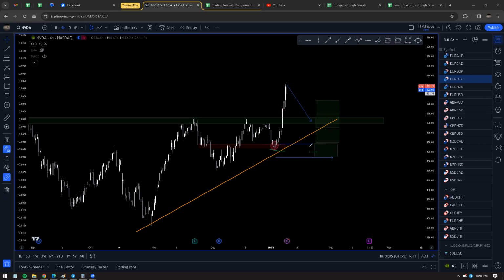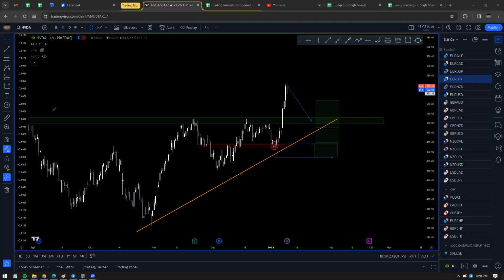And this is where it ends up playing out. Even with a 50% win rate, because of the way that we manage the trades, you can still be really profitable. And so, yes, Nvidia to me looks like it is going to start coming back down.